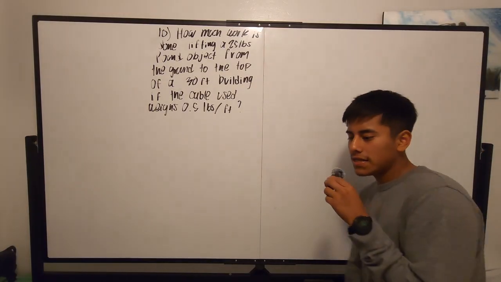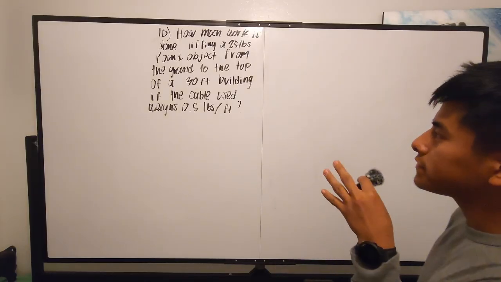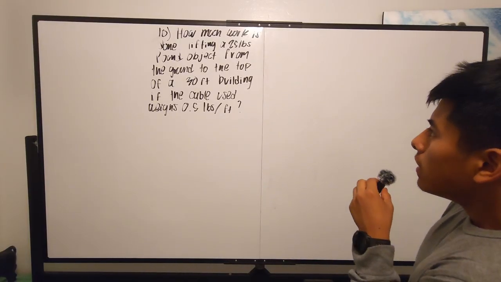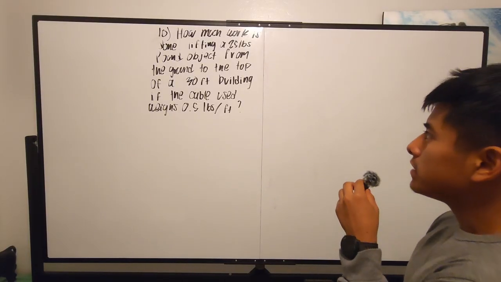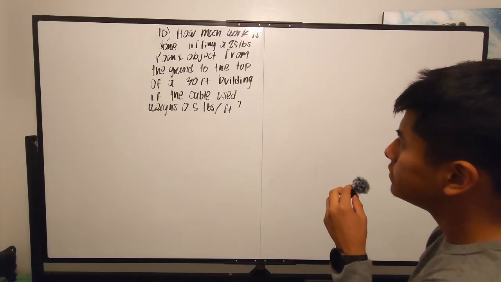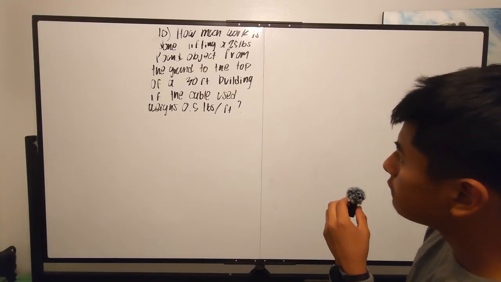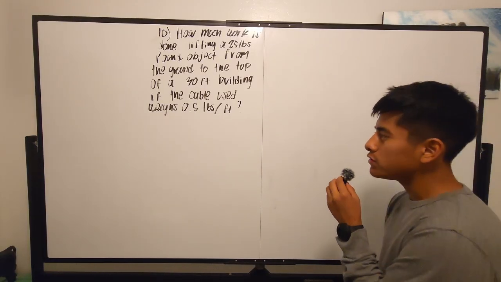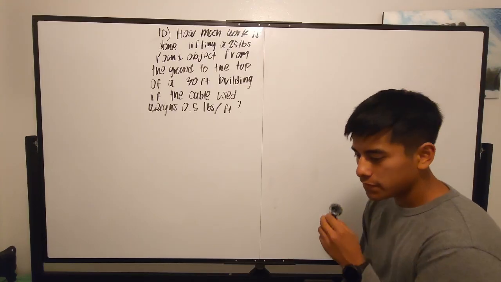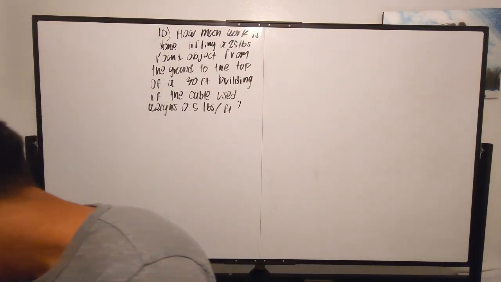All right, so we're down to the last two problems. We are almost done. Problem number 10 says how much work is done lifting a 25-pound object from the ground to the top of a 30-foot building if the cable used weighs 0.5 pounds per foot.